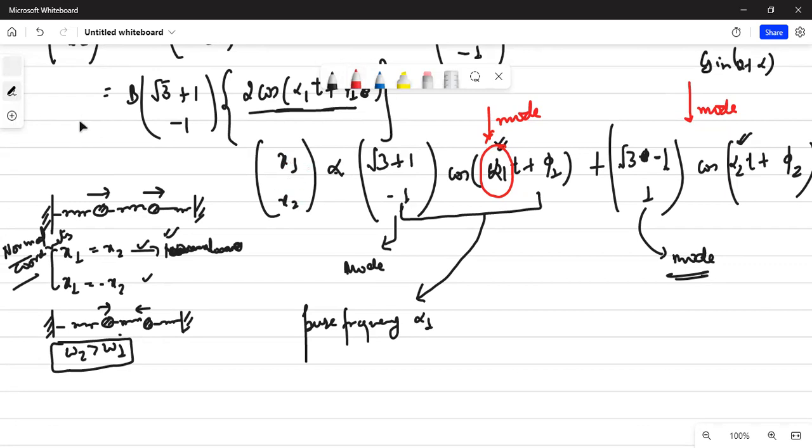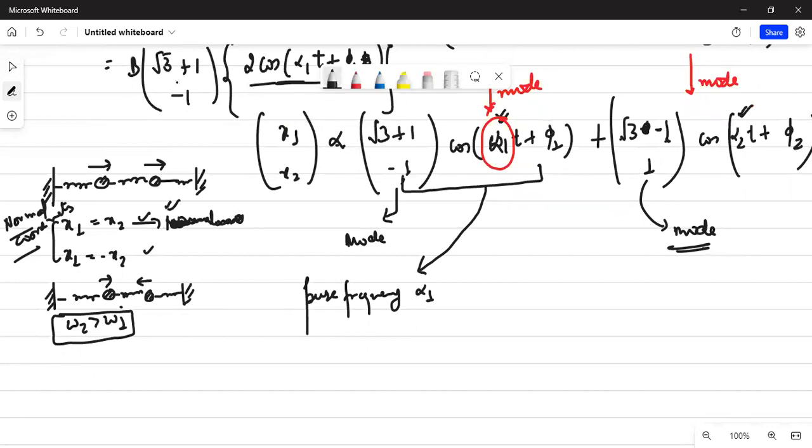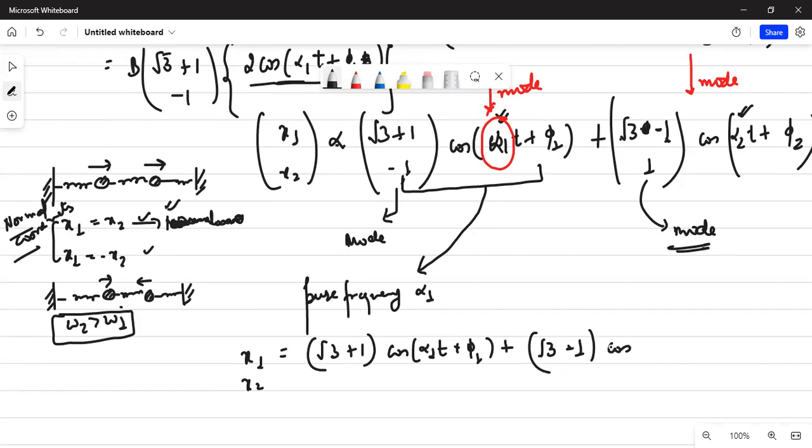Let us take, for simplicity, the constants as not assumed. Let us take b1 as 1 and b2 as some value, let us forget about that once and not get into it. So I'll write x1 is equal to simply root 3 plus 1, and I will write cos alpha 1 t plus phi 1, and I will write plus root 3 minus 1, I think that was it, and cos alpha 2 t plus phi 2, if I'm not wrong.